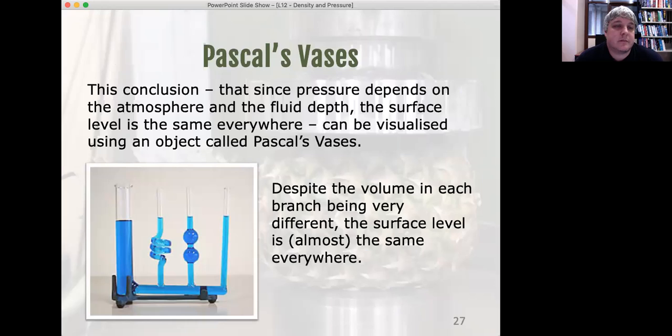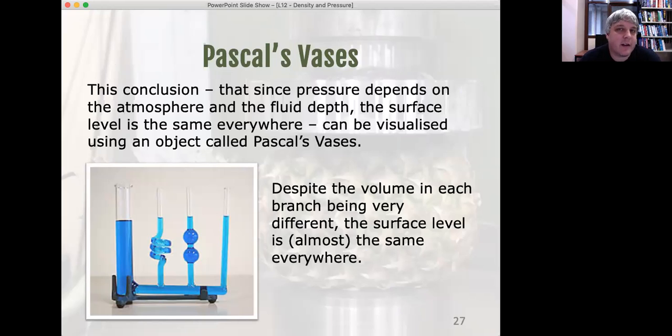There's a little demonstration called Pascal's vases, and that is photographed there. The idea being that it doesn't matter how much volume or what shape the container is, the pressure being the same everywhere means that if they're all connected at the bottom, they will all end up being about the same height. The surface level is almost the same everywhere.